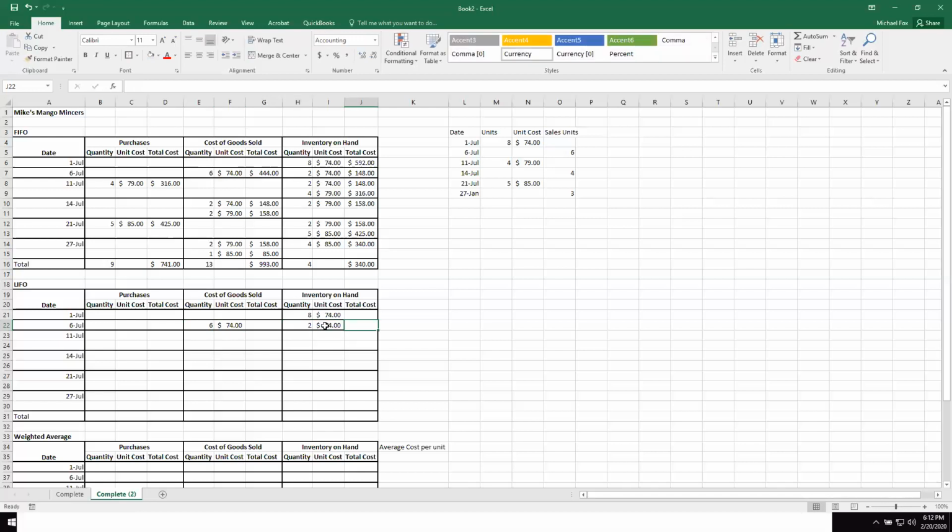So either first in, first out or last in, first out is easy if all of my units cost the same. Then it doesn't really matter, right? Because always what we're trying to figure out is, well, which units did I sell? Which units of which cost?